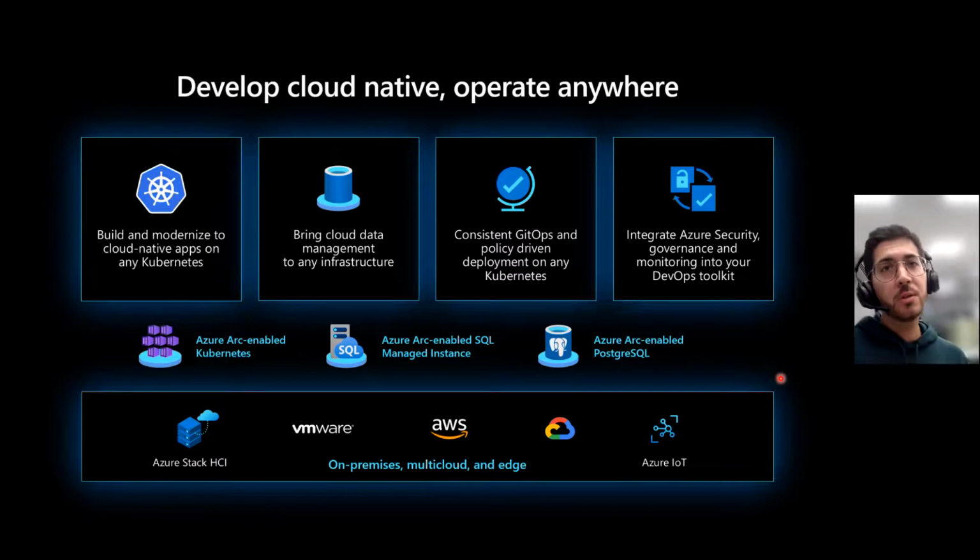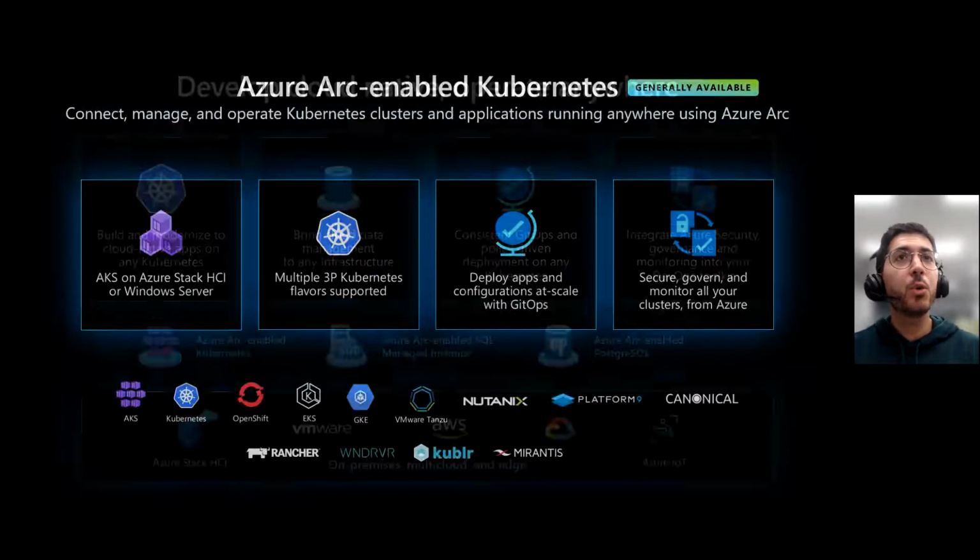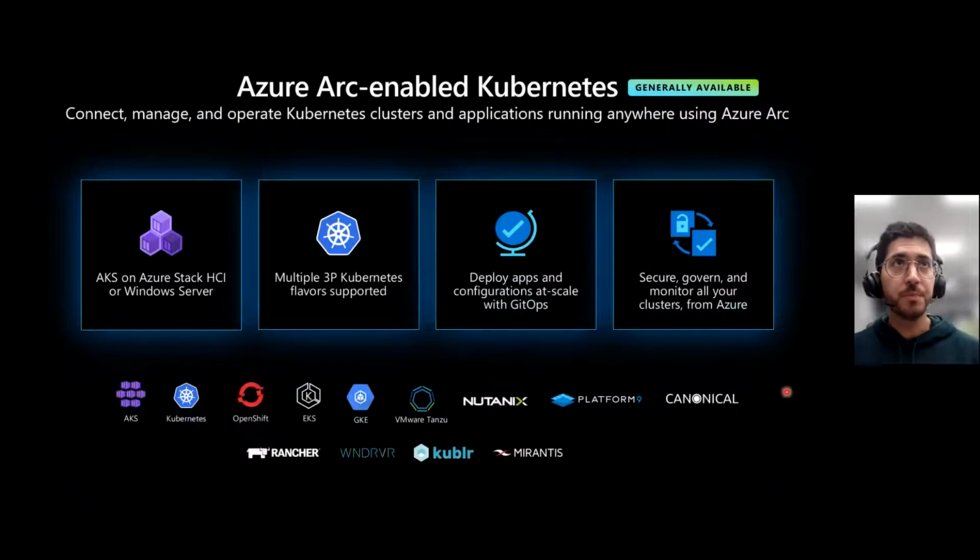You would give your developers the consistency of data services that they're working on in their application, instead of having to interface and work and learn with different data services. So we have Azure Arc enabled SQL managed instance, and we have Azure Arc enabled PostgreSQL as well. And we're going to talk about this in detail. So for this specific pillar, we're going to mainly focus on Azure Arc enabled Kubernetes.